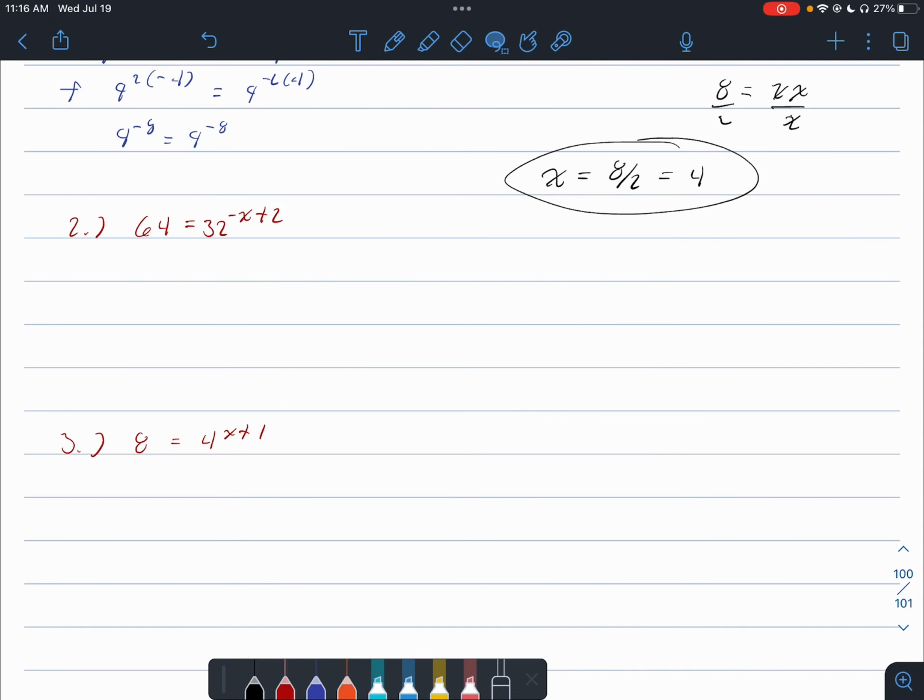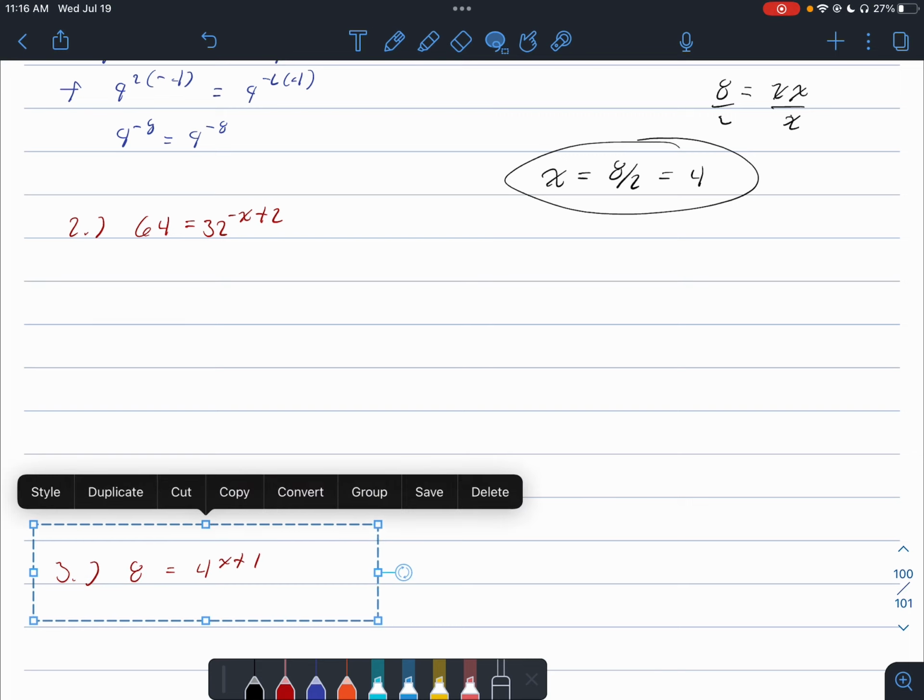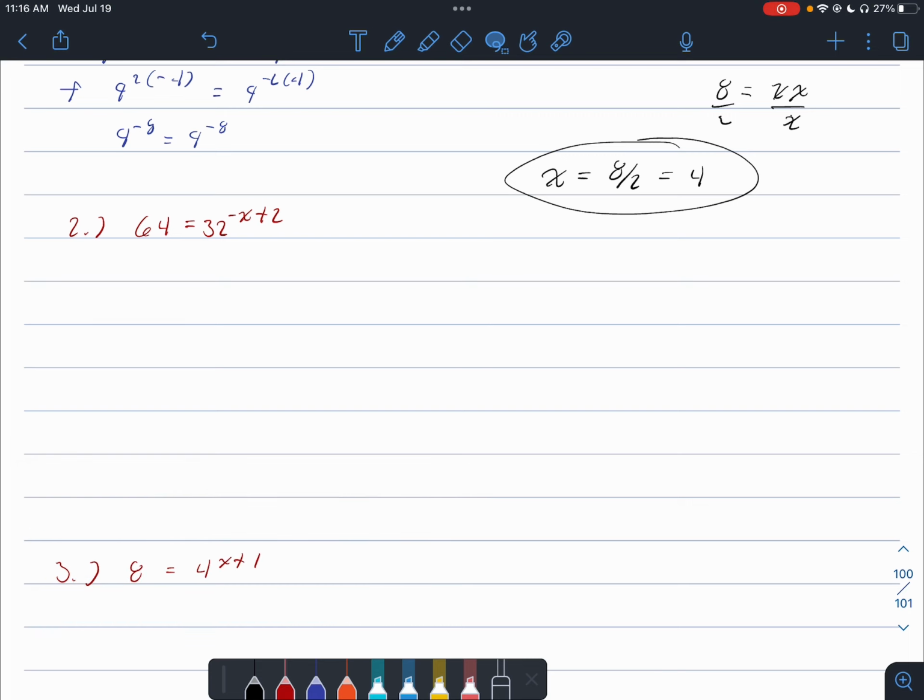Okay, let's take a look at this one. Here we have 64 is equal to 32 to the negative x plus 2. Let's go ahead and do ourselves a favor and write this as 64 to the first power is equal to 32 to the negative x plus 2. That's the first thing we should do. Now, in this one we have to change both of them. We can't write 64 as 32 raised to something.